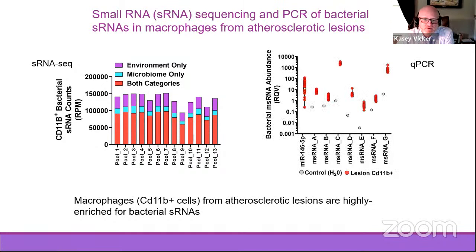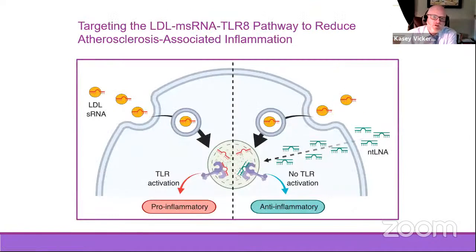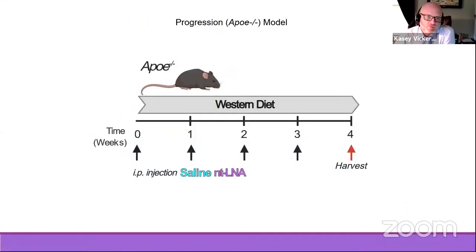And then we identified some candidates, and we did PCR for a handful of candidates, showing that compared to just a water control, there's quite a bit of detection of bacterial RNAs in the cellular RNAs that we isolated. So this is our in vivo strategy: we're going to use LNAs, injected in the mice, to block this mechanism. We first did an early athero study. We put ApoE mice on a high-fat diet for 4 weeks. We injected weekly.